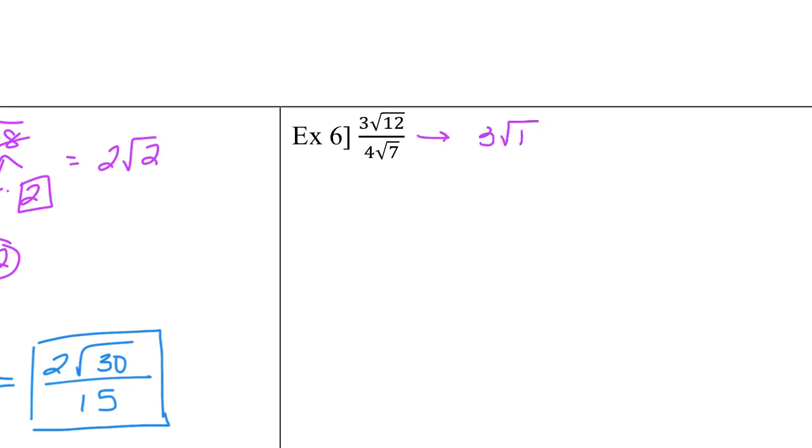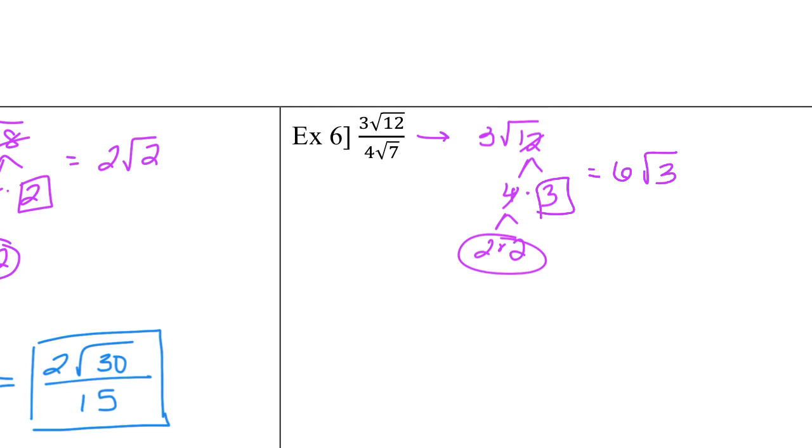So 3 square root of 12, I can break 12 into 4 times 3, and I can break 4 into 2 times 2. Here's a pair of 2's. So we have the 3 from the outside times the 1 pair of 2's on the outside, which is going to make 6 times the square root of the 3 that's left over. So what we now have is 6 square root of 3 over 4 square roots of 7.